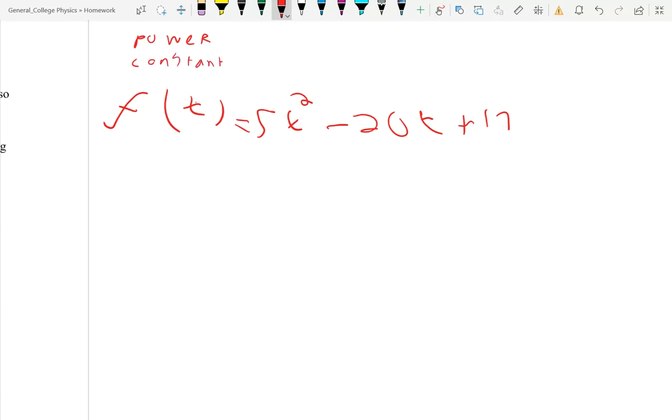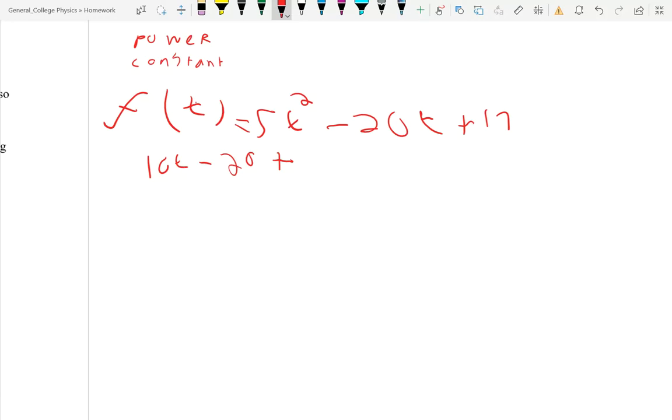To do the derivative of a power rule, you bring down the exponent and take away one from that exponent, so it's n minus 1. It will be 10t minus 20. And this is indefinite, so plus c. Well, no, this is a derivative, see?